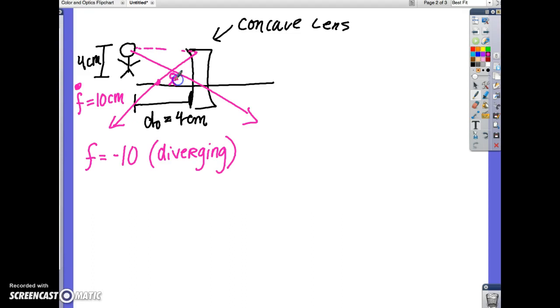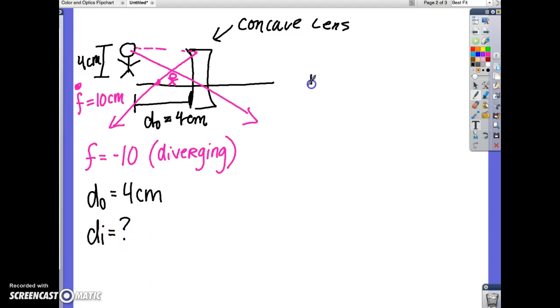Now, because this is a diverging lens, you already know that it has to be upright and it has to be virtual. Those are two things that it must be just because it is a diverging lens. So now we know that f equals negative 10. We know that it is placed 4 centimeters, so that is your DO is 4 centimeters. So the first thing we are looking for is the location of the image, DI. In order to do that, we must use our lens equation.